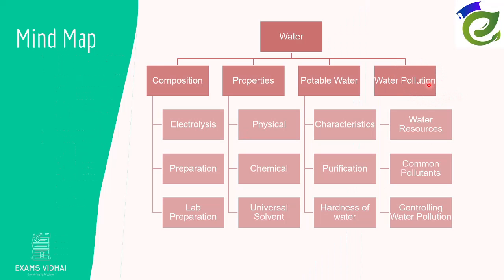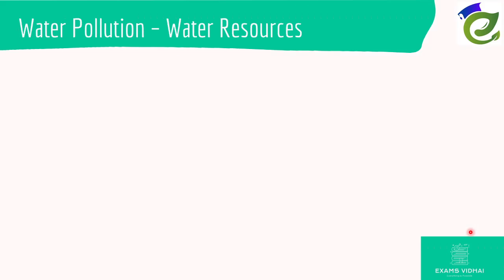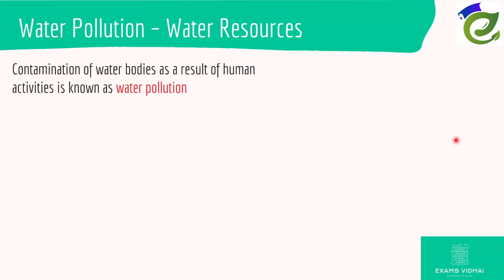So in water pollution, you have water resources, like what are the sources of water, and then you have the common pollutants which are responsible for pollution and how to control the pollution of water. So first things first, we'll be looking into the water resources. But before we go into water resources, we need to learn what water pollution is, at least the gist of it.